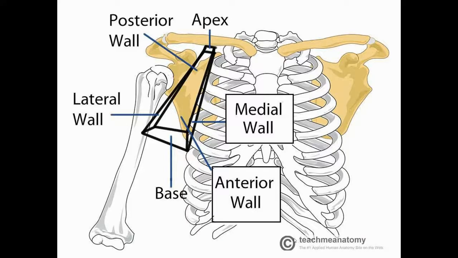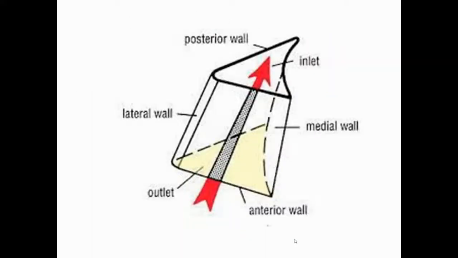We can see that this is the space, with a pyramidal shape, and this is the axilla. It has an apex, posterior and anterior wall, medial and lateral wall, and a base also. We can see another picture.